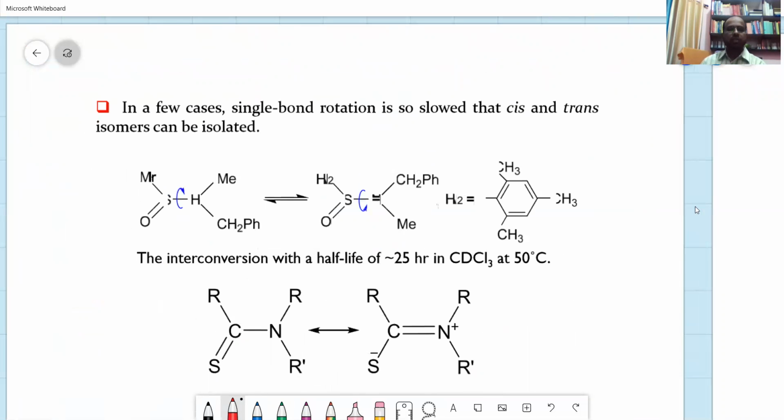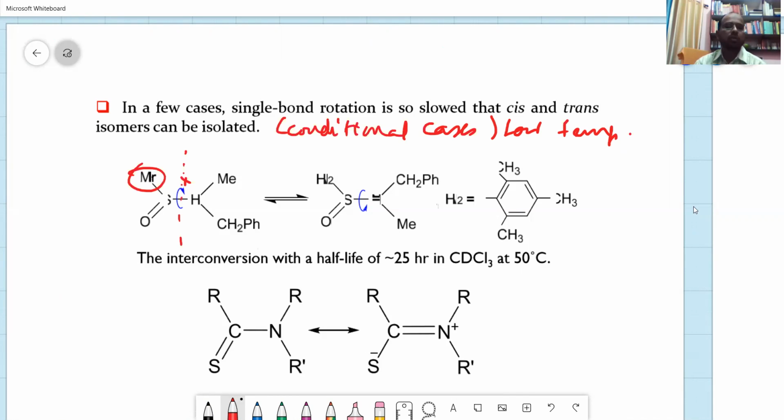So here it is. In a few cases, single bond rotation is also slowed so that cis-trans isomers can be isolated. So here is a very conditional case in which you have low temperature. At low temperature, rotation will be restricted, and you can draw a line across this. You'll have two groups. Here oxygen, here CH2Ph. So as per the priority on this side, Me, this is a methyl group, and methyl group and oxygen means it is CH3. This is priority 1. This is priority 2. Here you have CH3. Here you have CH2Ph. So this is priority 1 and this is priority 2.